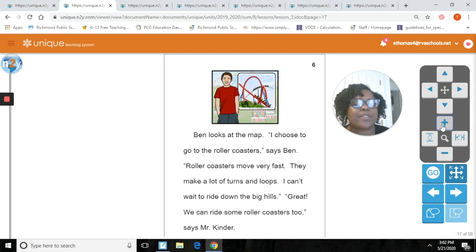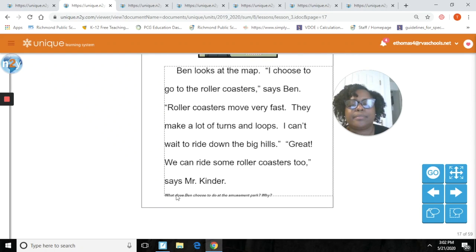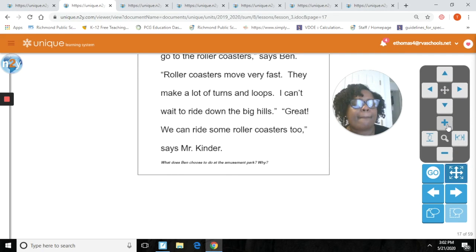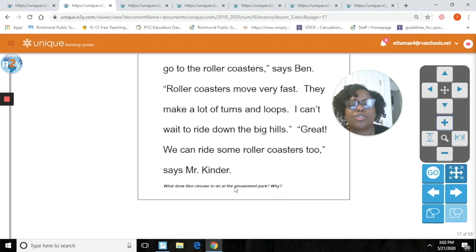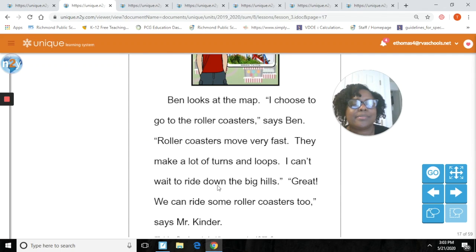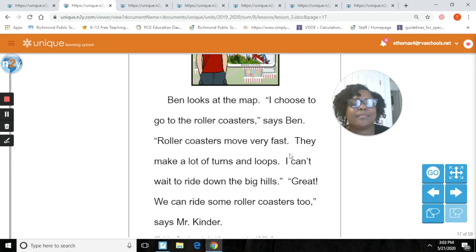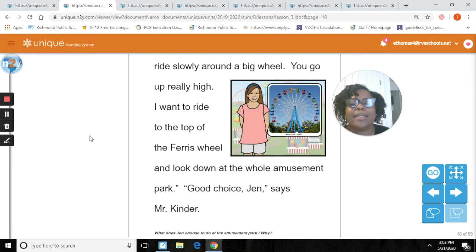Okay, let's see what our focus question says here at the bottom. So now what does Ben choose to do at the amusement park? And why? I know you said it. Did you say he chose that roller coaster? And why did he choose it? Because it does what? It moves very fast. Okay? All right, let's go to our next page.